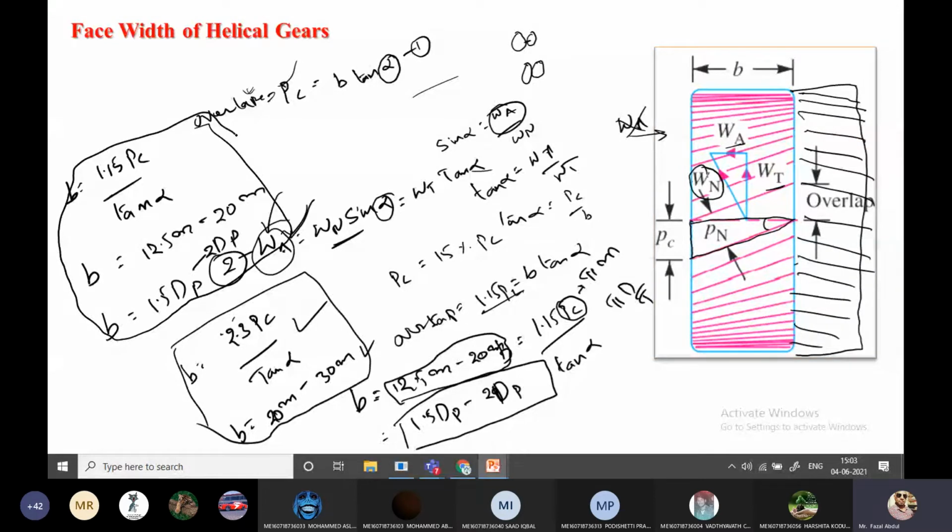Remember Babu. Sir, what is B equal to 20 module minus 30 module? This is not minus. This is the proportion, meaning the limits are given. It starts from 20 times the module to 30 times the module. You can select 20, 21, 22, 23, 24, 25, anything from 20 up to 30. This is the proportion for the face width of the herringbone gear.